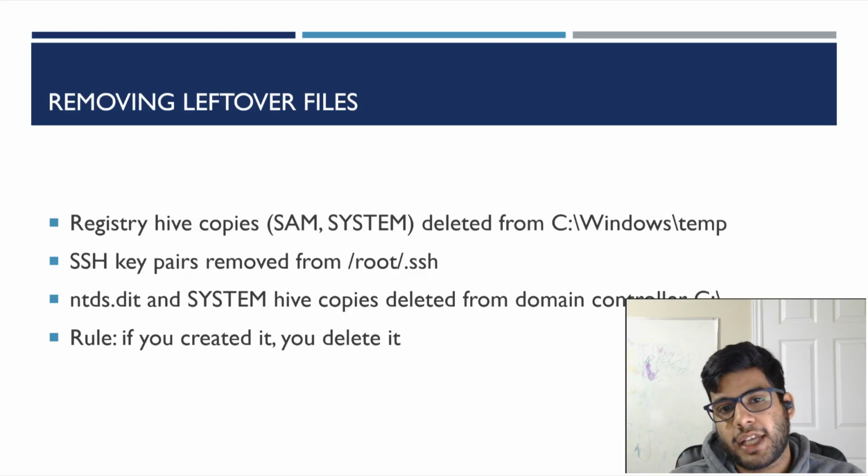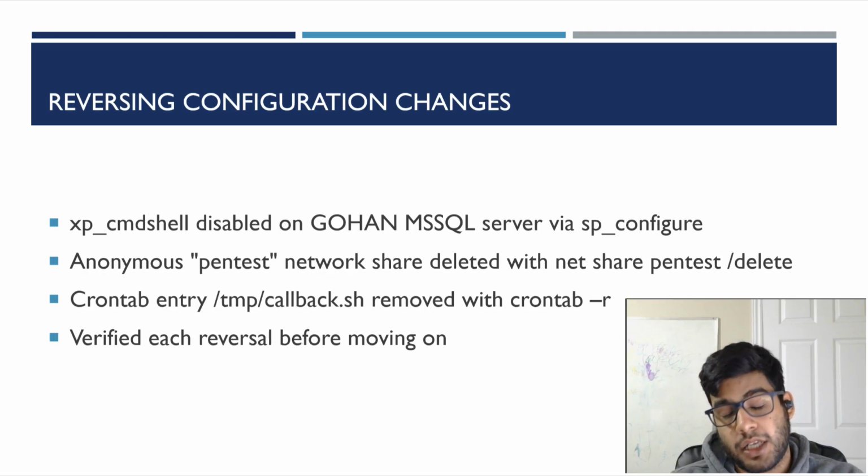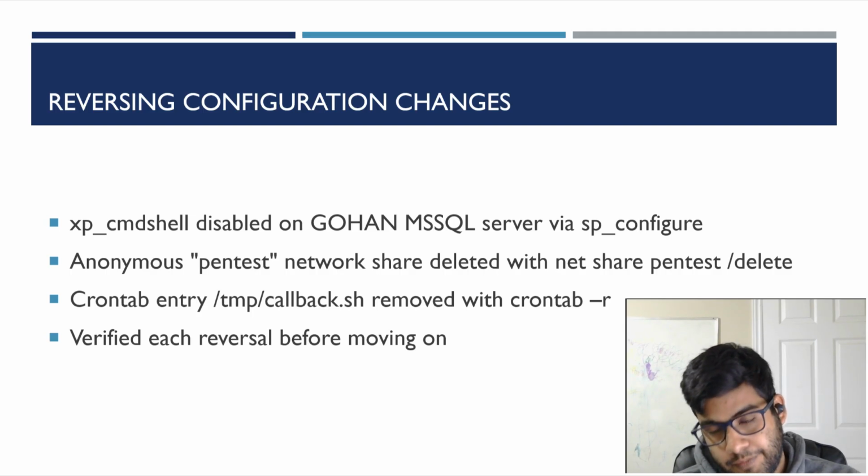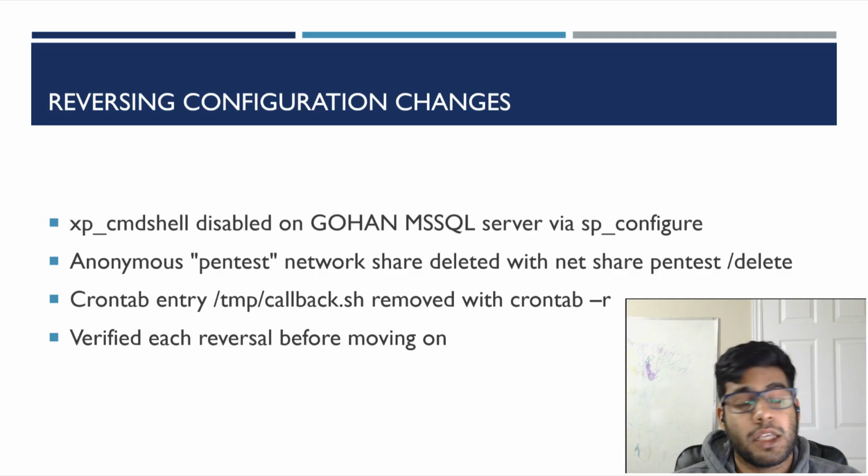This is the one that catches people out if they are not careful. During the engagement, we made three configuration changes that actively made the target systems less secure. We enabled xp_cmdshell on the MSSQL server, we created an anonymous network share called pentest, and we added a crontab entry on a Linux server. All three of those need to be reversed.